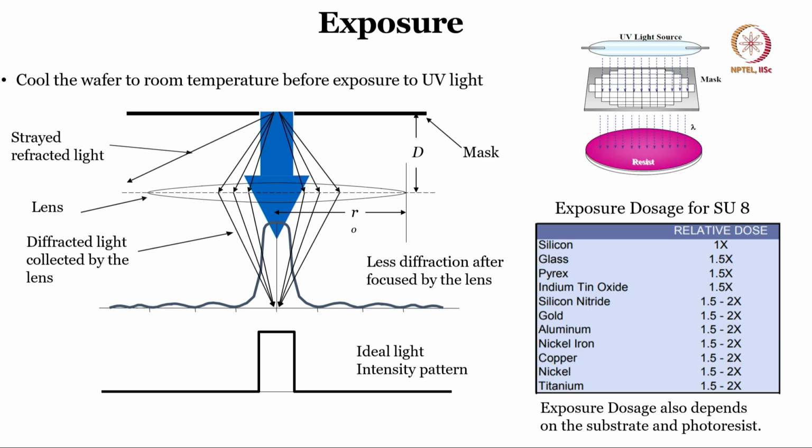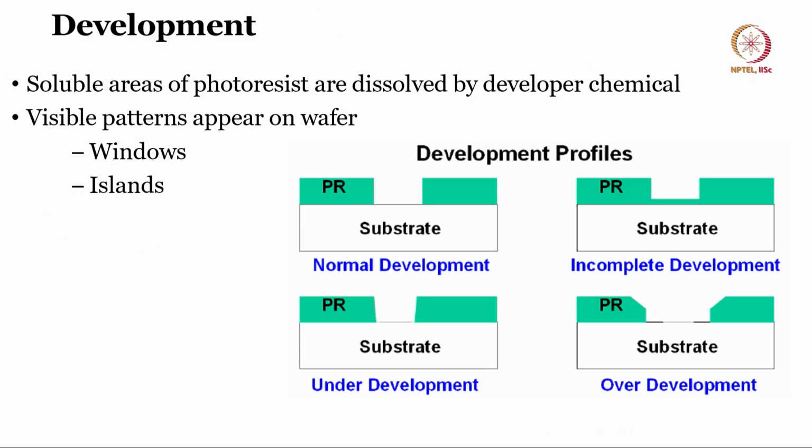But for just understanding, the light will pass through the mask, and it is very important to understand how much the distance should be between the mask and the lens through which the light will pass, and the reflected light is collected by the lens. The ideal light intensity should be like this, but in practice you will get something around this particular waveform. You can also understand that depending on the type of material, your dosage of the exposure would change. So, you need to optimize the process parameters.